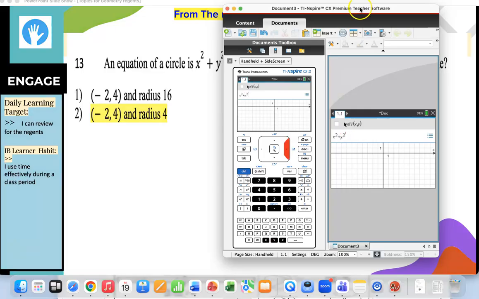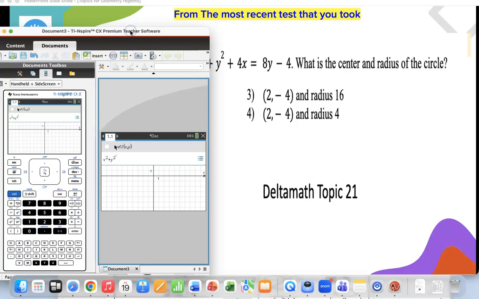X squared plus 4x equals 8y minus 4. So notice this circle automatically comes up. And depending on the features of the circle, you may be able to see the entire circle, or you may not see the entire circle. Notice the top part of the circle is cut off.